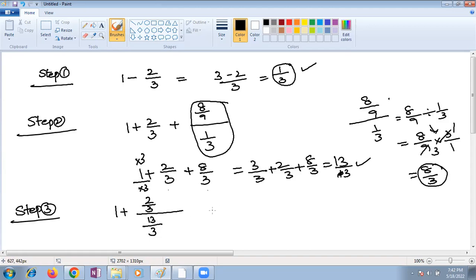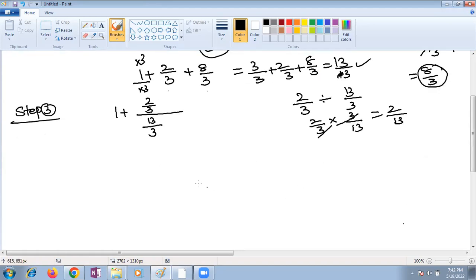Now we know the division of this: 2 by 3 divided by 13 by 3. So we will take the reciprocal of the other number. 3 ones are 3, 3 threes are 9, so 2 by 13. Now let's go with 1 plus 2 by 13, which is 1 plus 2 by 13, equal to 15 by 13. Someone said 13 by 2 is correct. Someone got 1 plus 2 by 13.